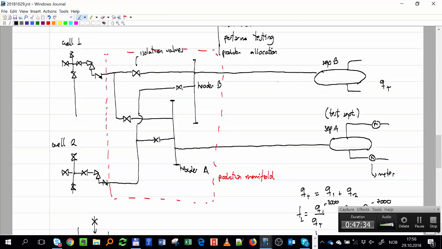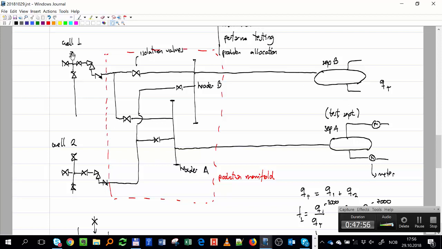Okay? It might also sometimes be that you have a huge amount, right? You have a production that you cannot take with just one separator. You have to put two in parallel. These separators, usually you can make bigger and bigger, but they will be very expensive. It's sometimes cheaper to just have two that each have the same capacity.